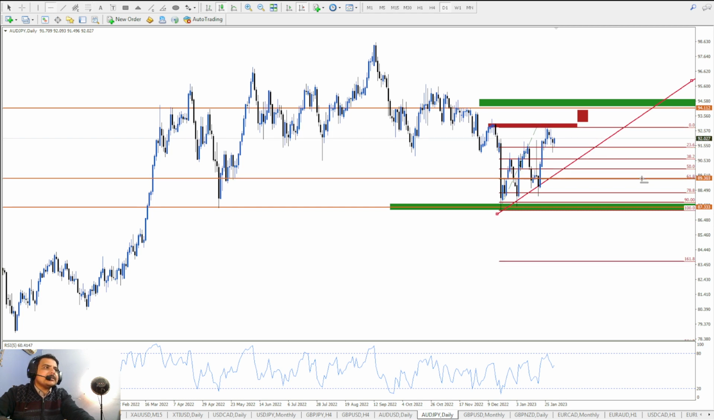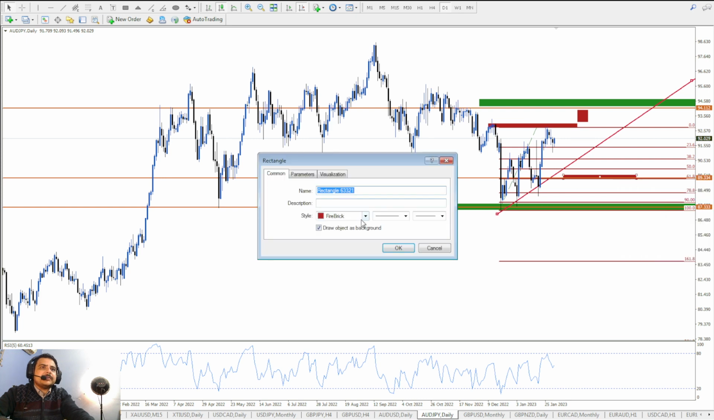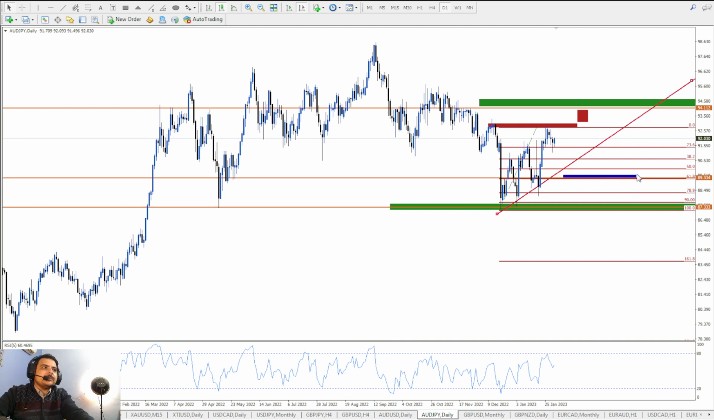And that is this one. And I'm going to highlight it as well, maybe with a different color. Let's see, blue. I want these drawings to stay on my chart even if I shut down my computer. Now it is clear.